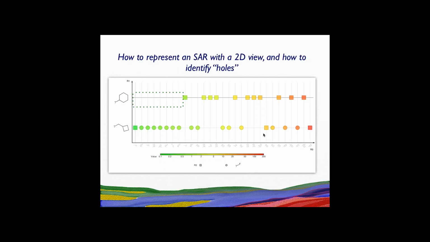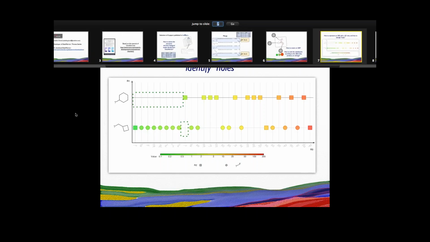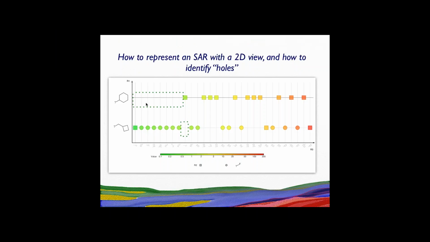So green markers mean that the compound was very active, and red means that the compounds were not so active. And what is also nice, I find, is that with this representation you can also identify what I call holes. So compounds that have not been synthesized and that are in a good area. So we could expect that these compounds, if we synthesize them, would have a good activity.